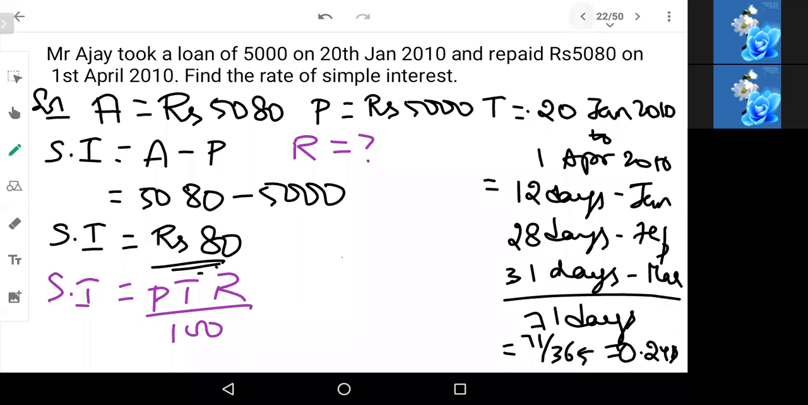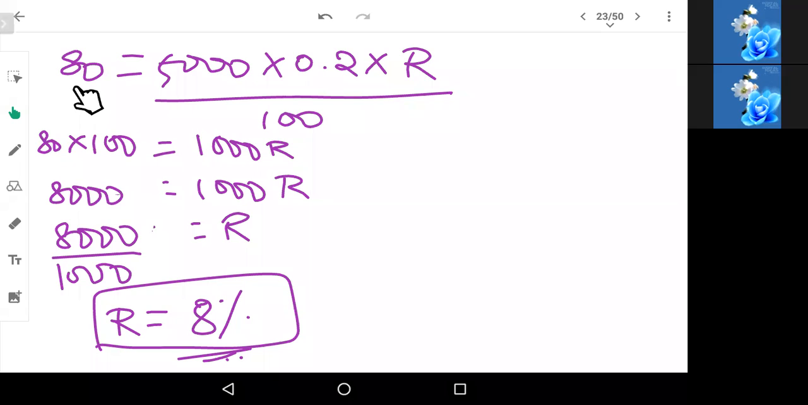So we have taken the simple interest formula. Now we know the simple interest is 80 rupees. Principal is 5,000. Time period is 0.2 years. And we don't know what R is. Okay. So 80 rupees is equal to 5,000 into 0.2 into R by 100. So if I take 100 to the other side, division will become multiplication. So 80 into 100 is equal to 5,000 into 0.2 will give me 1000 R.